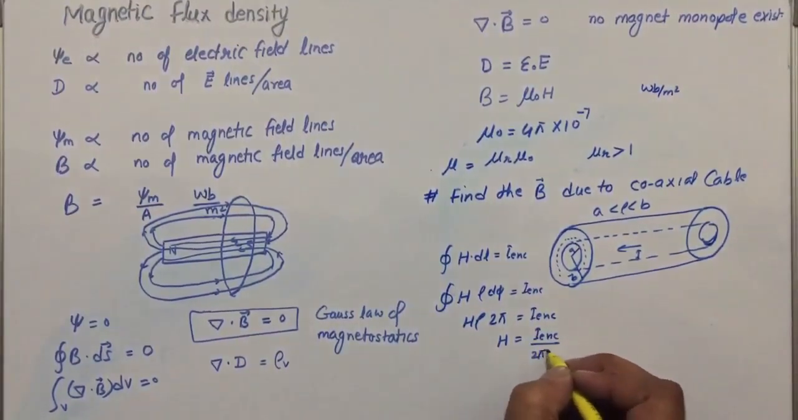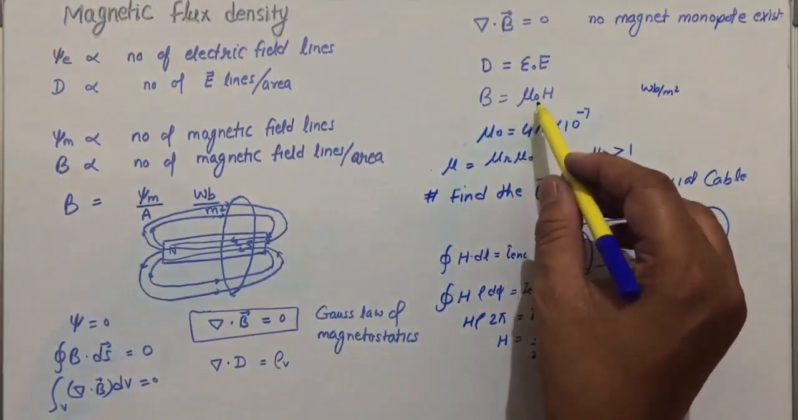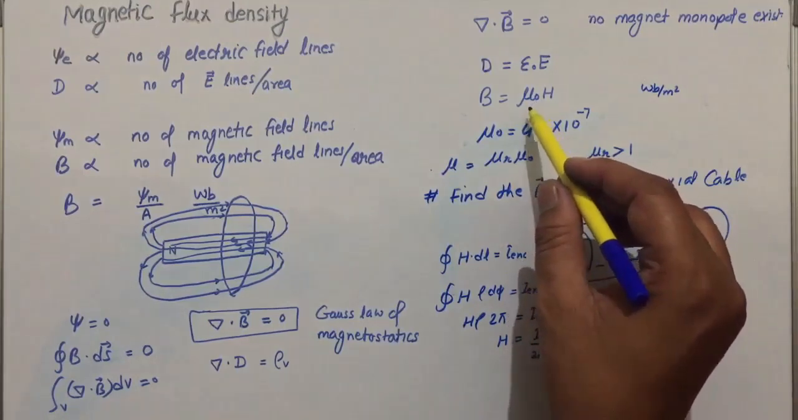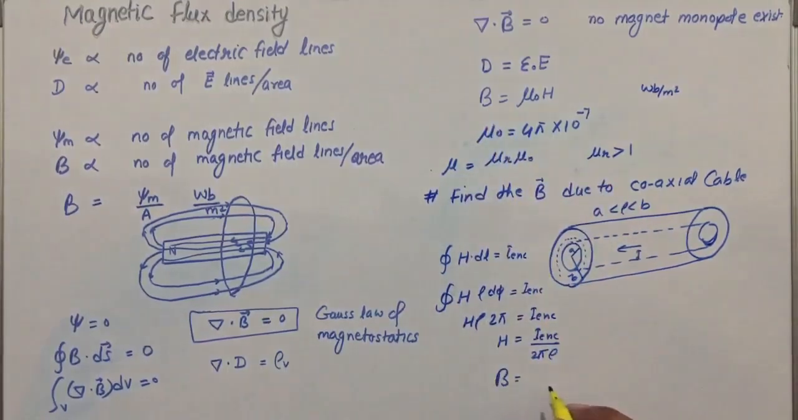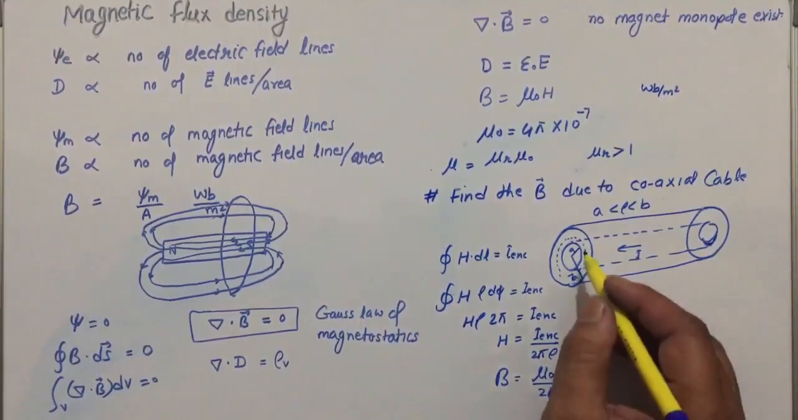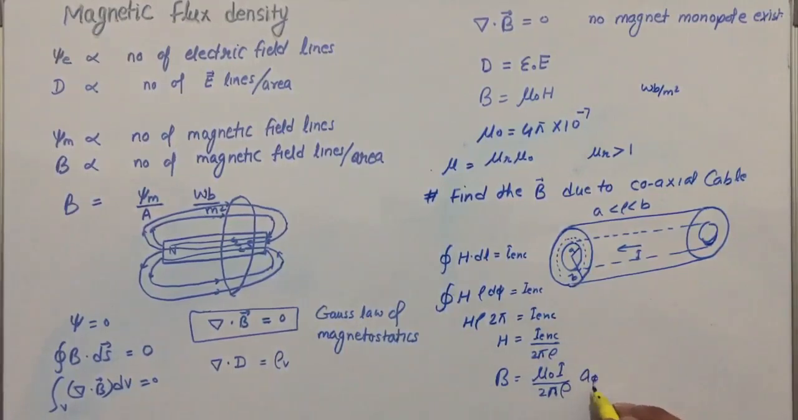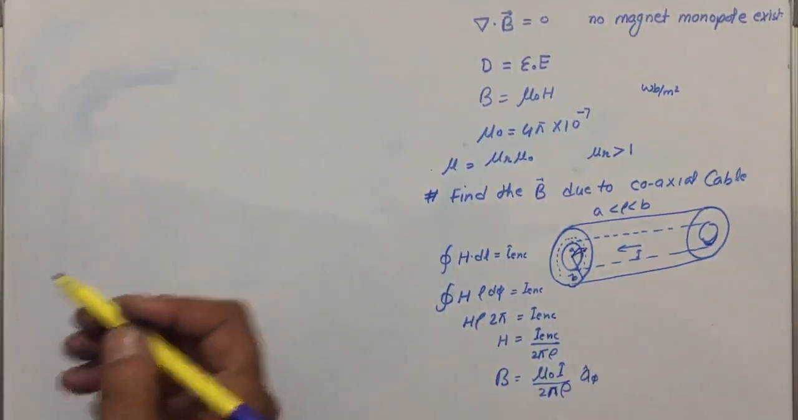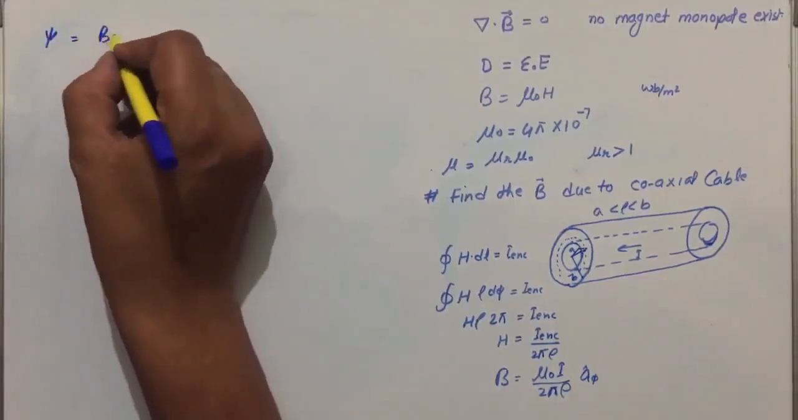From here we have H equal to I enclosed by 2 pi rho. If it is a free medium, then if we multiply by mu naught, we get B. So from here we can write B is equal to mu naught I divided by 2 pi rho, in the direction of a phi.